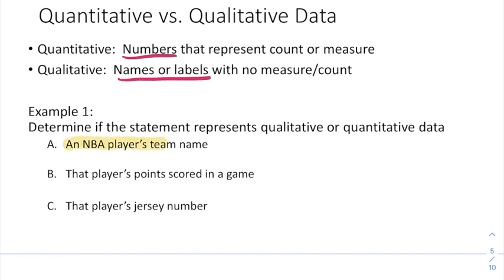If we're talking about an NBA player's team name, that is a name or a label, making that qualitative data. If we're talking about a player's points per game scored, that is a number that represents a count or a measure. That is quantitative. If we talk about a player's jersey number, that is not counting or measuring anything. So even though it's a number, it's really more of a label, making this qualitative.